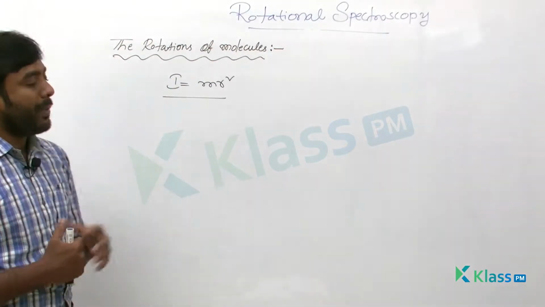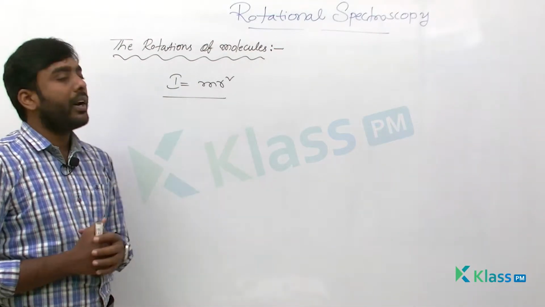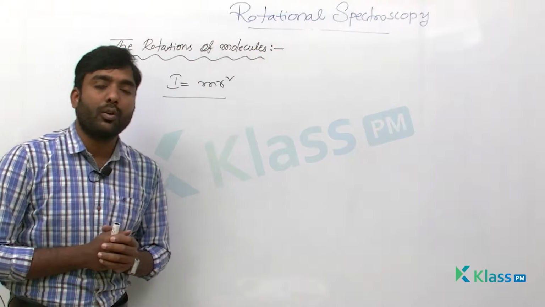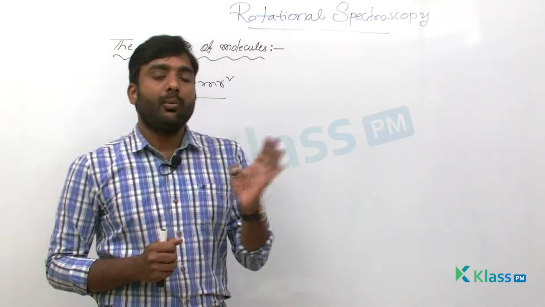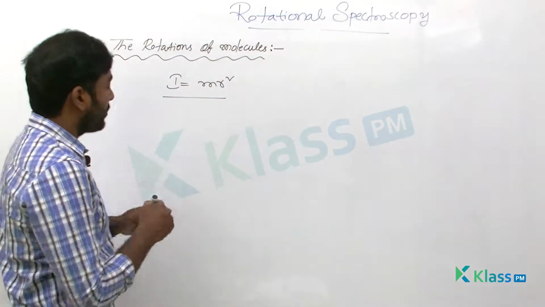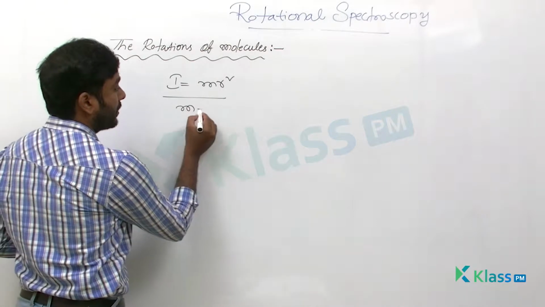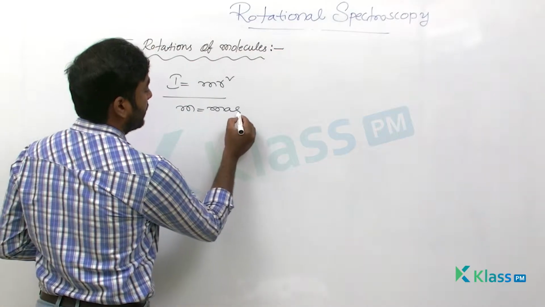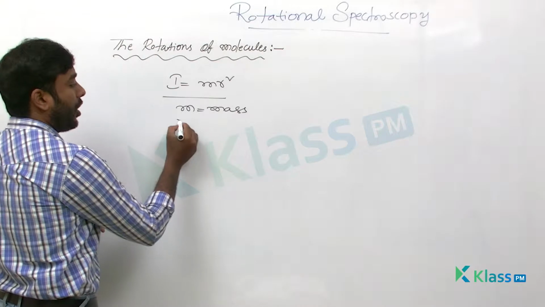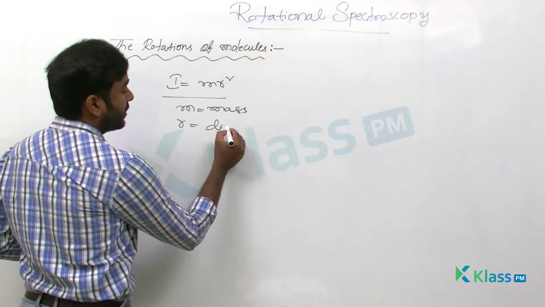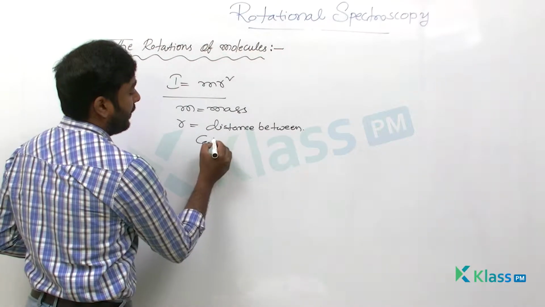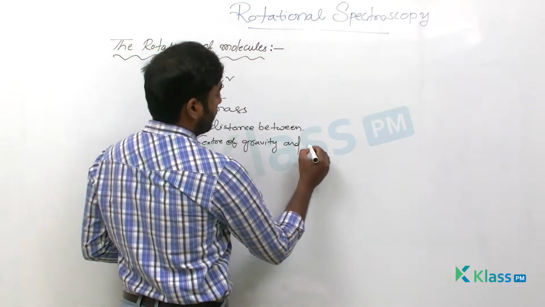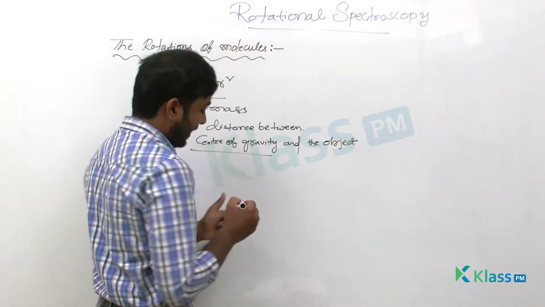Here m is the mass of that particle and r is the distance between the center of gravity and the body. So what is m? M is the mass of whatever object you are considering, and r is the distance between the center of gravity and the object. I hope you know what the center of gravity is.